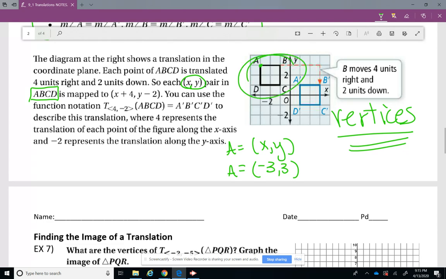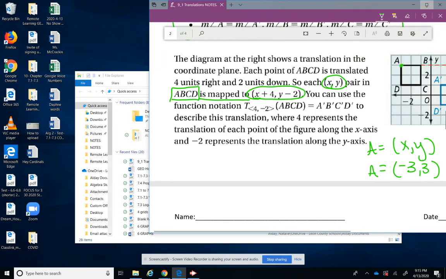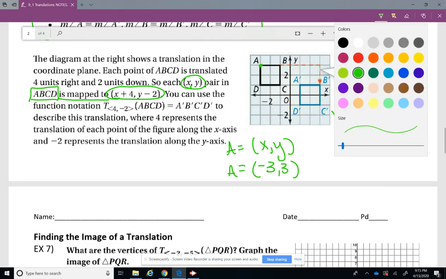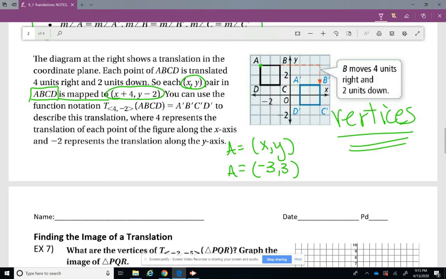ABCD is being mapped to, and this right here tells you what they're doing. They're taking the x and moving it 4 spaces to the right. They're taking the y and moving it 2 down. So watch this. I'll do this in pink this time. If you take that point right there and you add 4, like it's saying right here, -3 plus 4 is what?